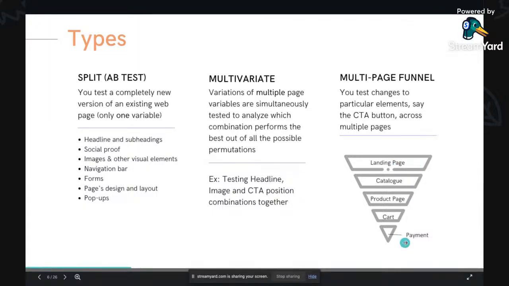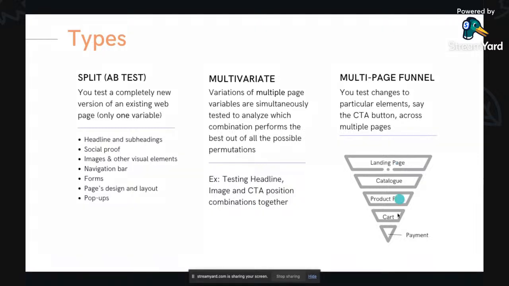So it's not necessary that if 50% of our ideal target audience lands on the landing page, all of them make it to the payment page as well. Some may never do, and some may do that after a very long while, right? So this is basically what that is. And multi-page funnel types are basically when there's a particular feature that you're changing for every page of that funnel.